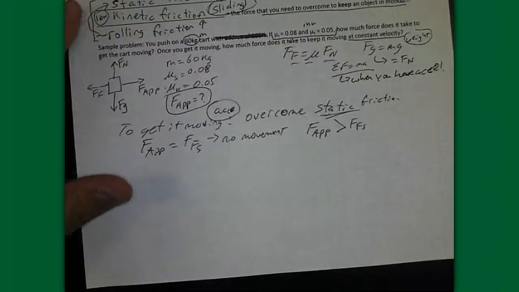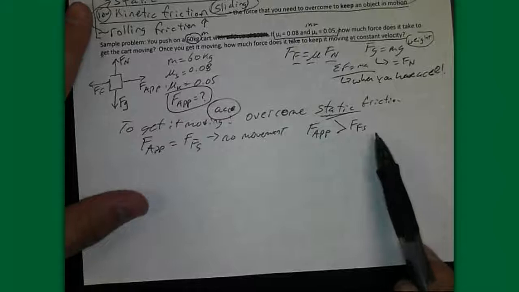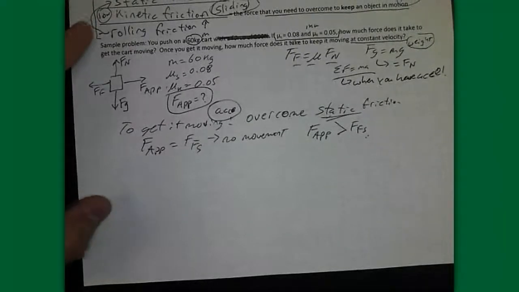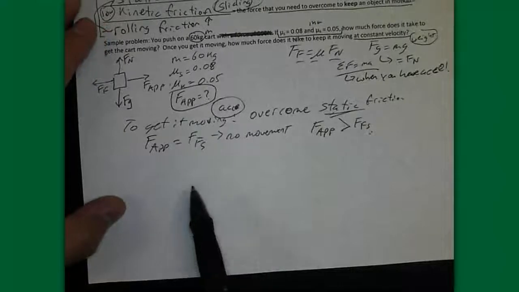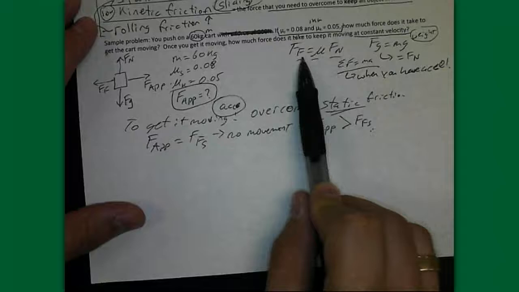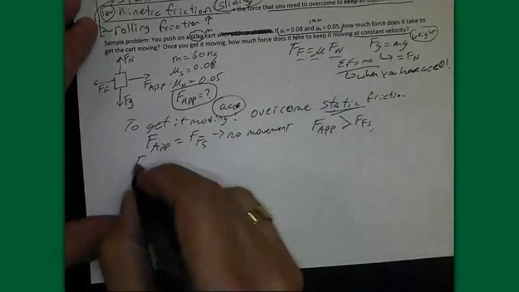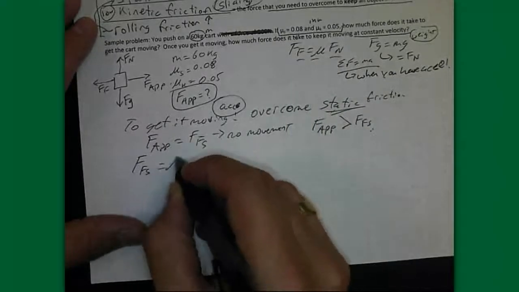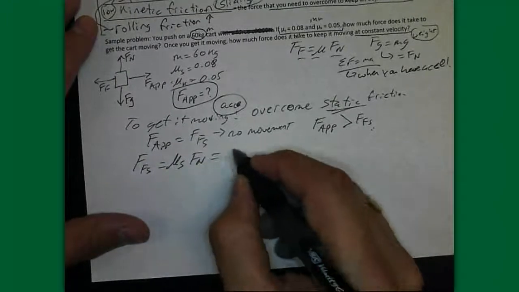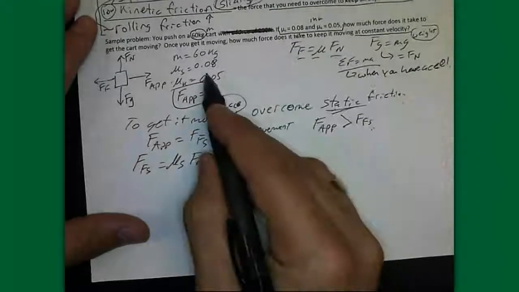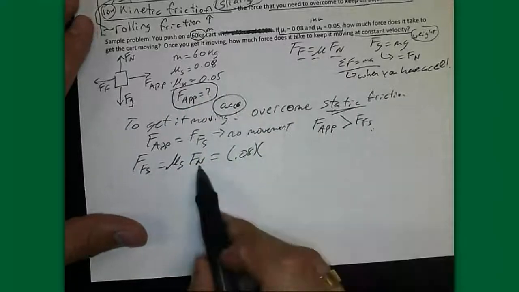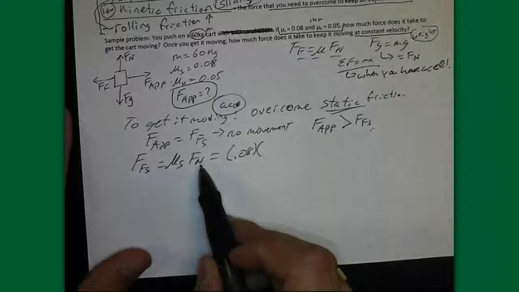So in order to know how much force to apply, we need to know what the force of friction is that we're working against. And to find that, once again, remember I told you, if they give you the mu, the coefficient, that's a pretty dead giveaway. You're using this equation: the force of static friction equals mu static times the normal force. The static mu we got right here, 0.08. And the normal force, do we know the normal force yet?